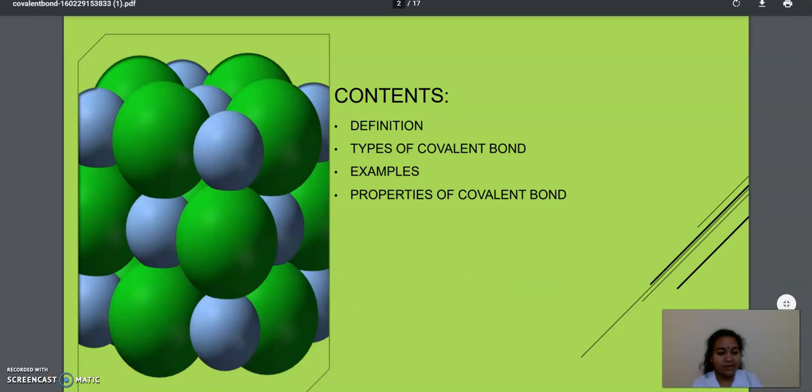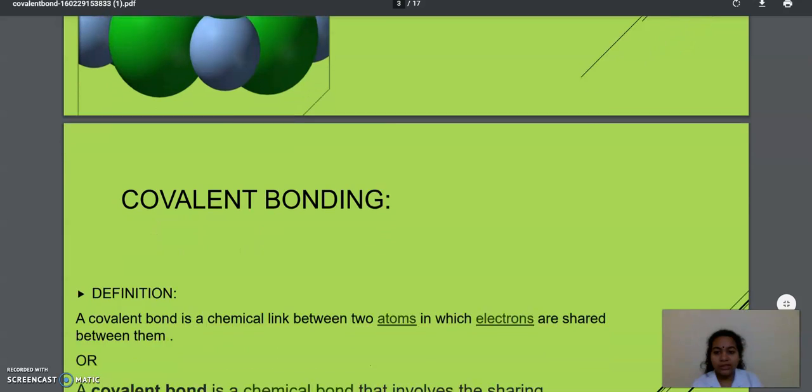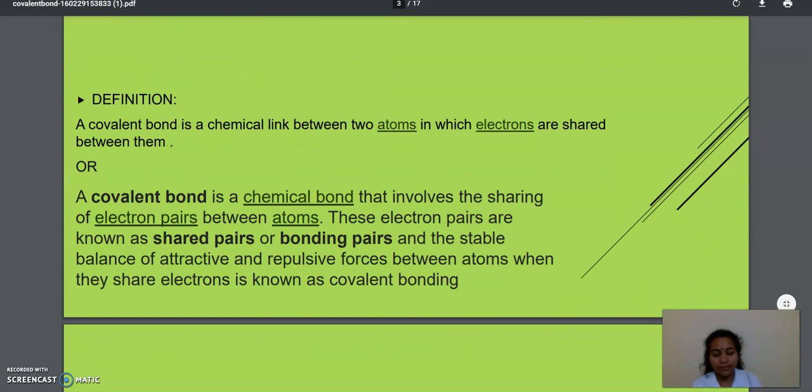So let's see what is the definition of covalent bond. How can we define covalent bond? What is covalent bonding? So covalent bond is a chemical link between two atoms in which electrons are shared between them. Or we can define covalent bond as a chemical bond that involves the sharing of electron pairs between atoms. So we can define covalent bond in many ways. So a covalent bond is a chemical bond that involves the sharing of electron pairs between atoms. These electron pairs are known as shared pair electrons or bonding pairs of electrons.